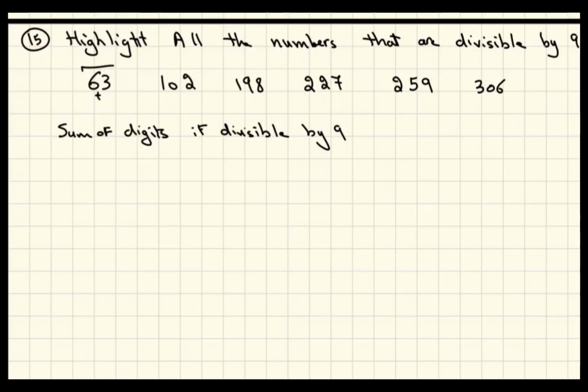9 divisible by 9? Yes. 1 plus 0 is 1, plus 2 is 3. Is 3 divisible by 9? No, because in the multiplication table of 9, we cannot find 3. So this number, no. Here, 1 plus 9 is 10, plus 8, 18. Is 18 in the multiplication table of 9, or is 18 divisible by 9? Yes, so this number is correct.